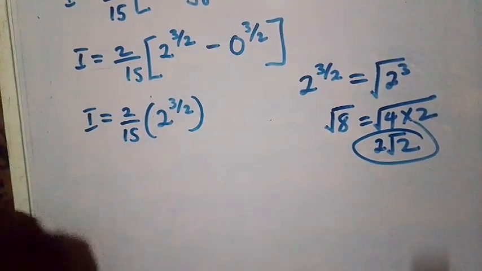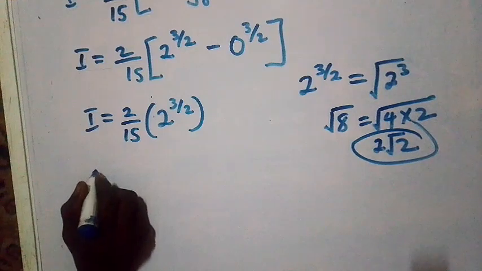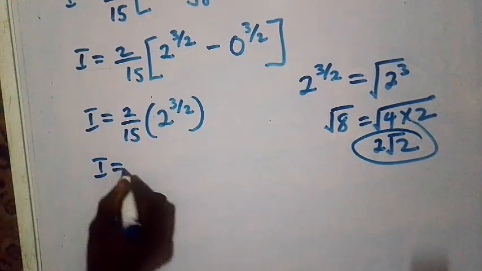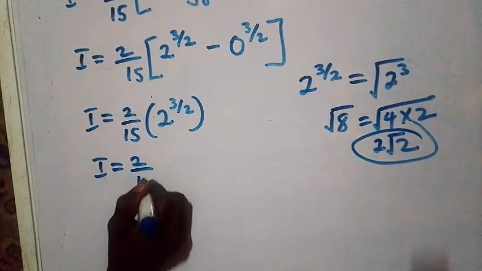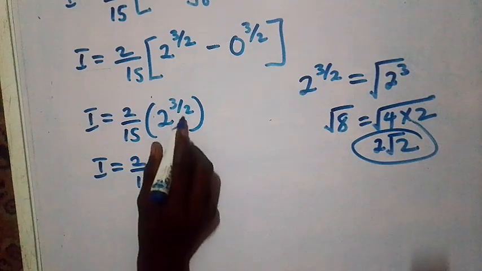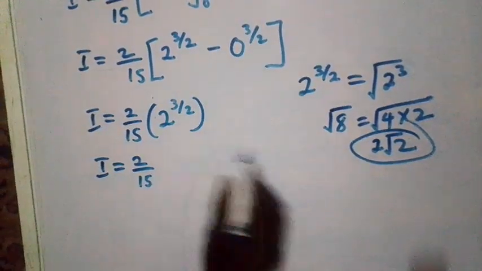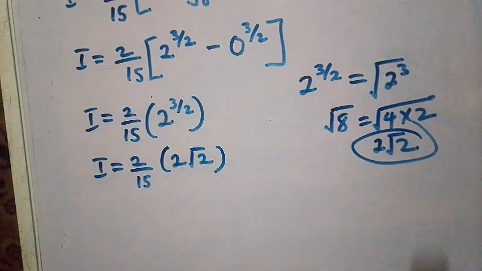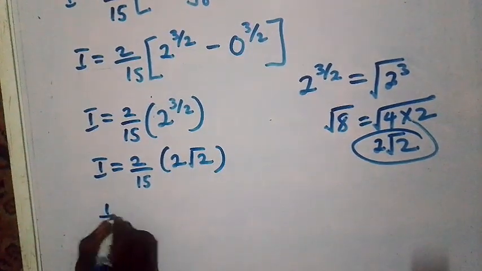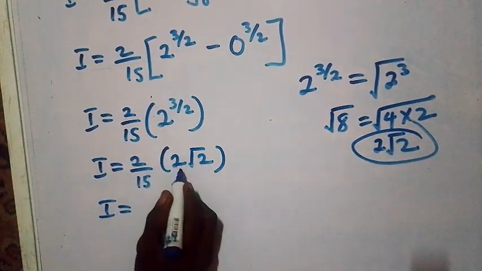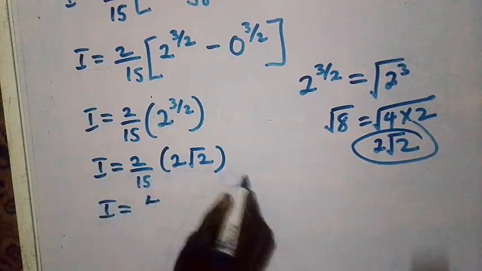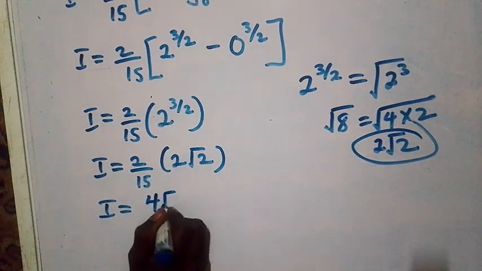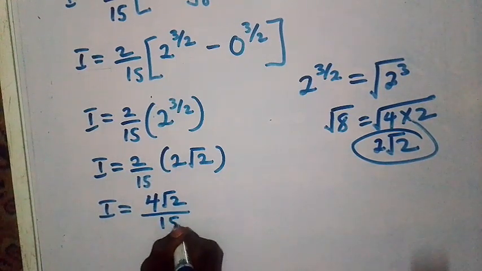So let's substitute it here. Then we have I equals 2 over 15. We've resolved 2 raised to the power 3 over 2 into what? 2 root 2. By opening the bracket, I will be equal to 2 times 2 root 2, that is 4 root 2 over 15.